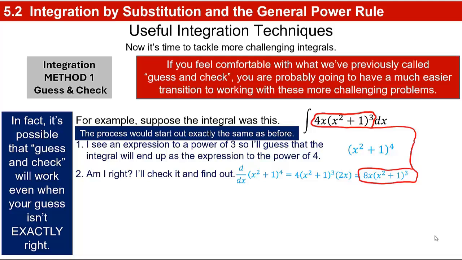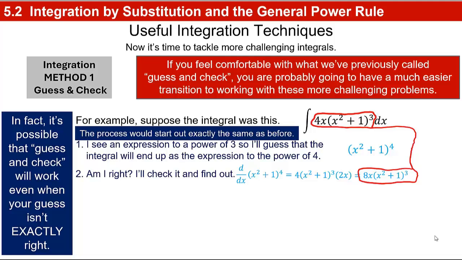Is all hope lost? Well, the answer is no. If you're only off by a numerical factor, just a number factor, and here I wanted a 4, but I got an 8, I'm only off by a numerical value. Then there's hope to make an adjustment to my guess and still get it right.